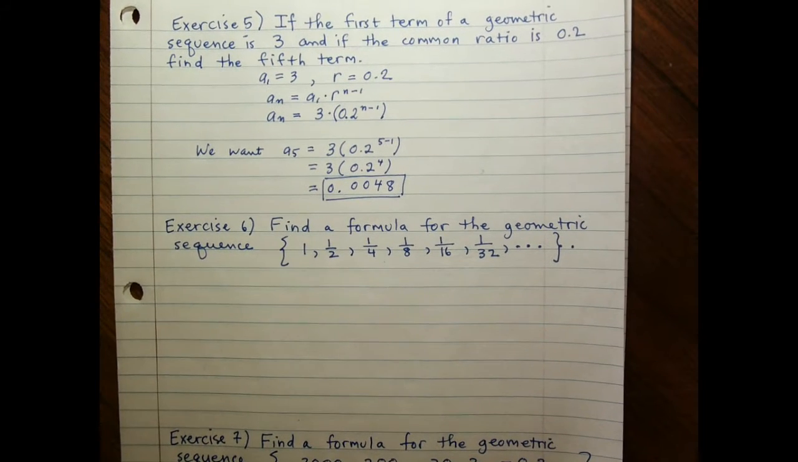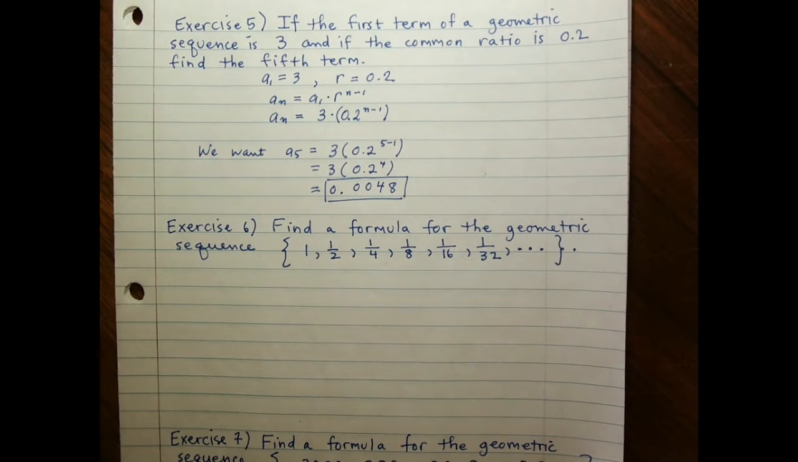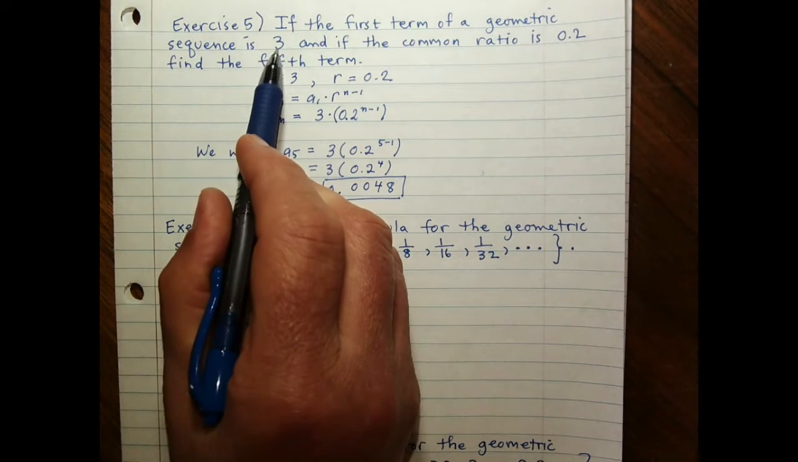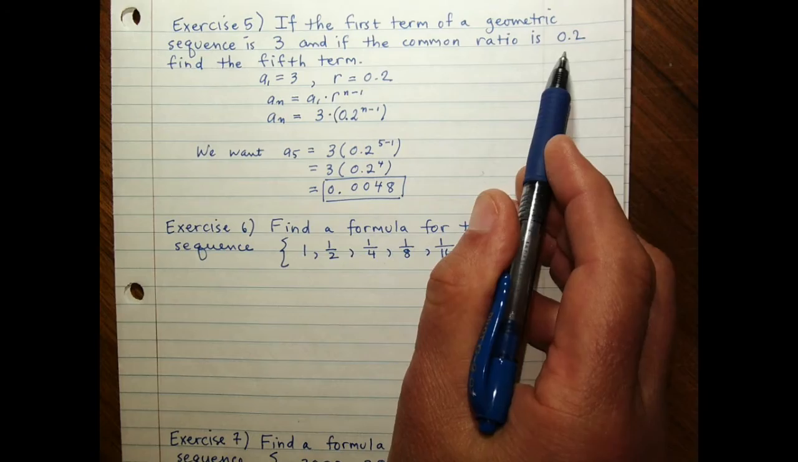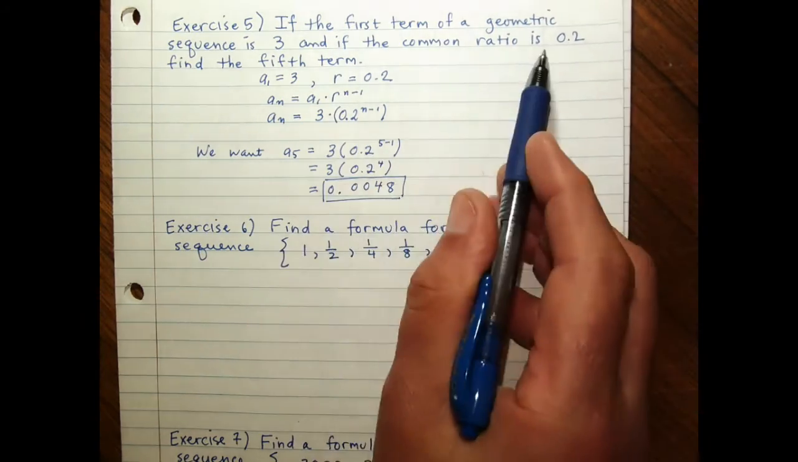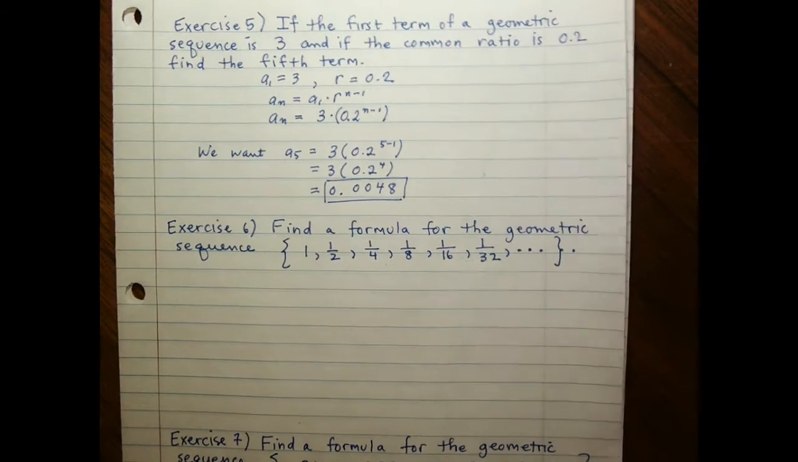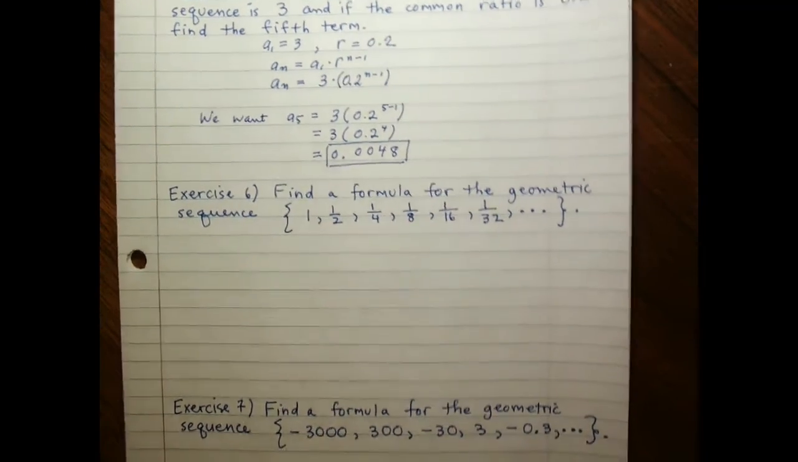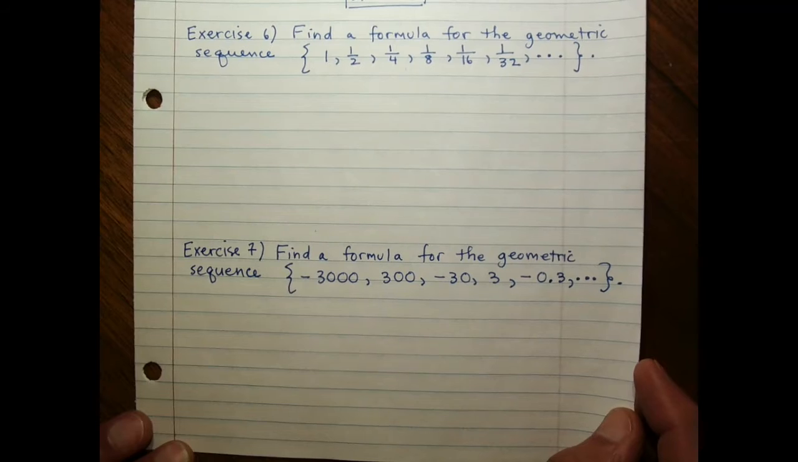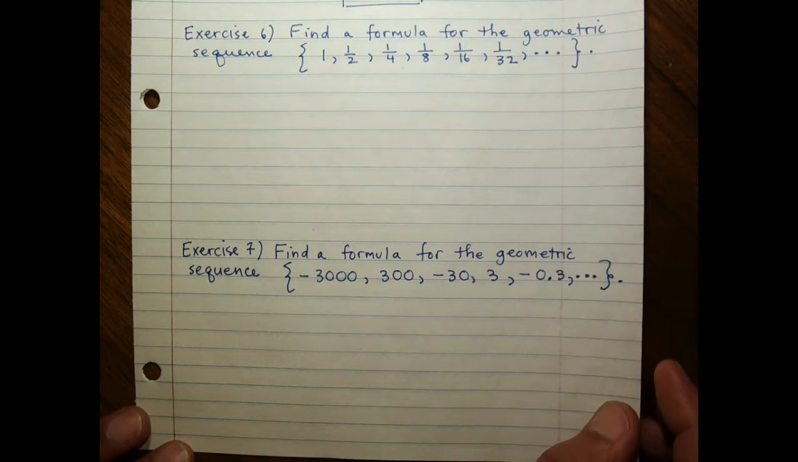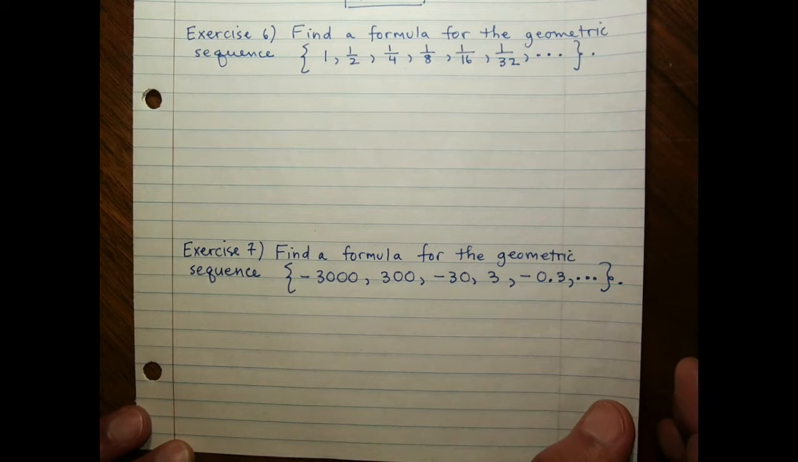By the way, we didn't really have to use the formula for this one. We could have just taken that first term times 0.2 times 0.2 again times 0.2 again times 0.2 again. That's exactly what the formula gave us, but it's not too hard to write down the general formula there anyway.